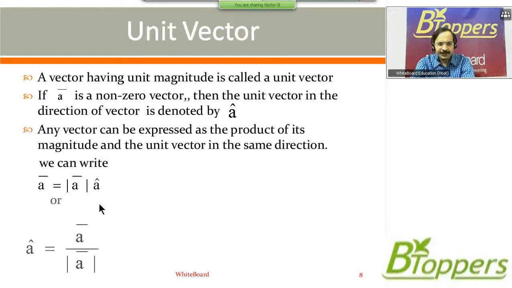The unit vector in the direction of vector A bar is given by A cap equal to A bar by mod of vector A bar. In the figure, from here to here, this represents vector A bar. From here to here, it is A cap. You can show this unit vector A cap separately, parallel to itself. Modulus of vector A cap is 1, but the direction of A cap is in the direction of A bar.